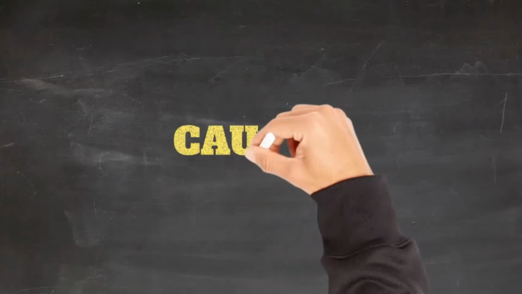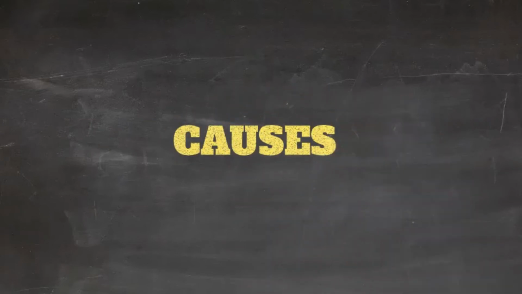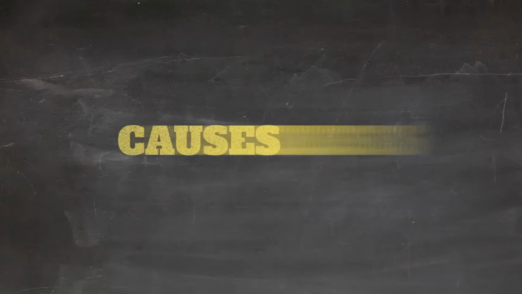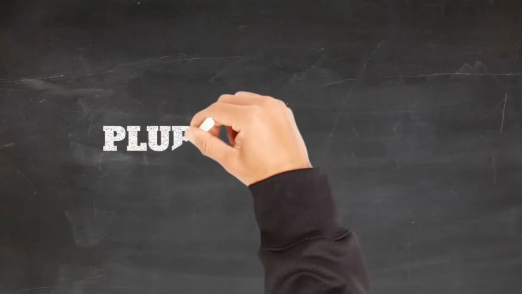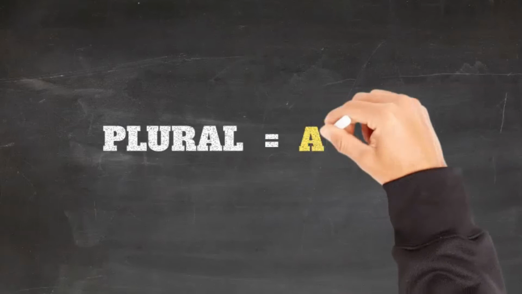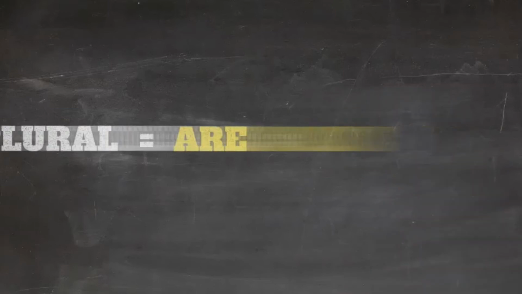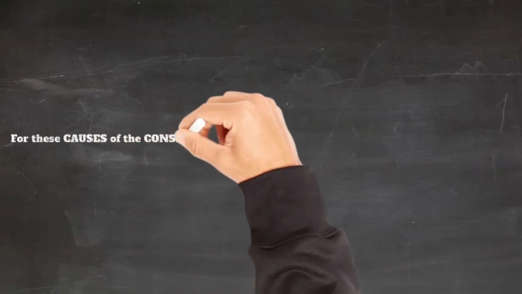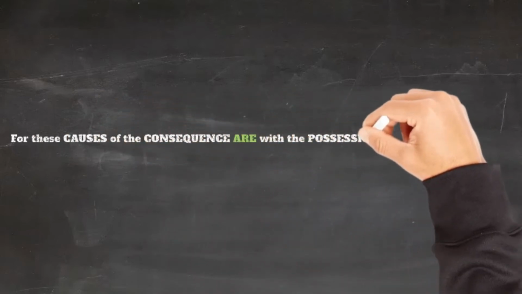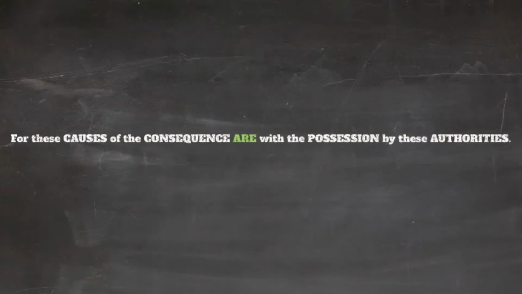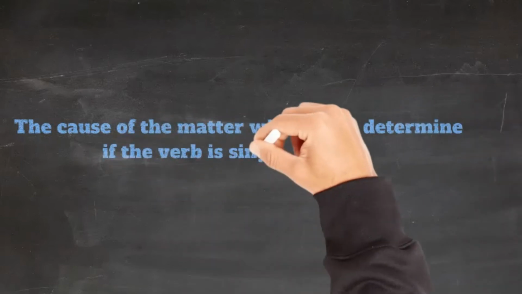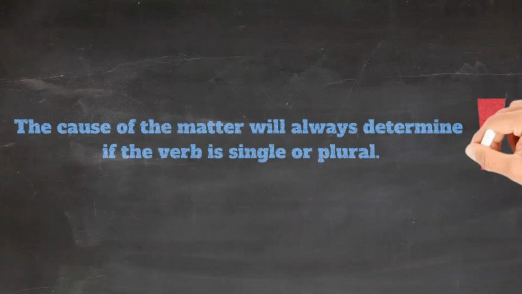Okay, if I was conveying causes, as in two or more causes, my verb of the thinking would be plural, using the verb are. This sentence could look like, for these causes, of the consequence, are, with the possession, by these authorities. The cause of the matter will always determine if the verb is single or plural.